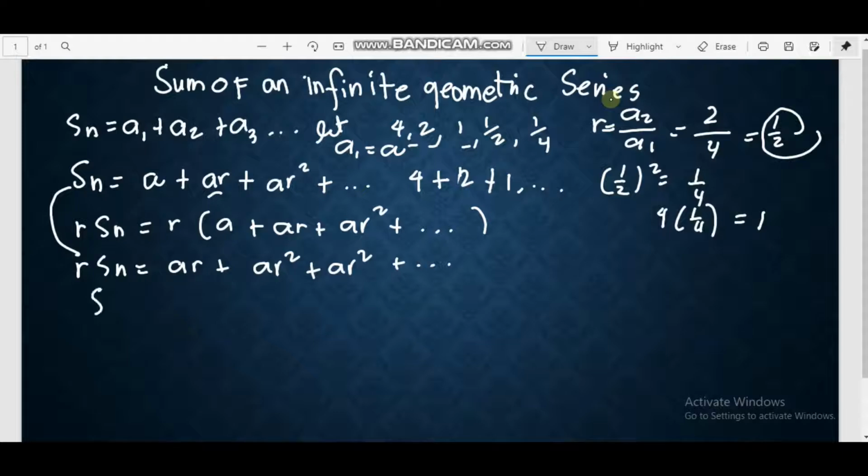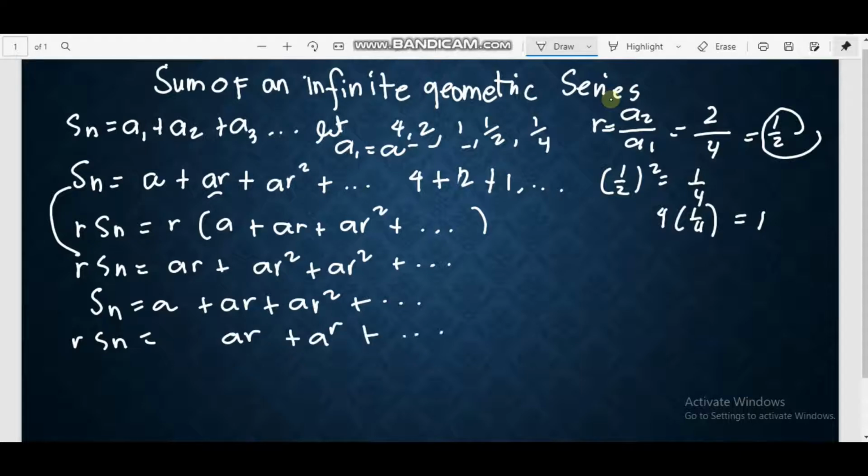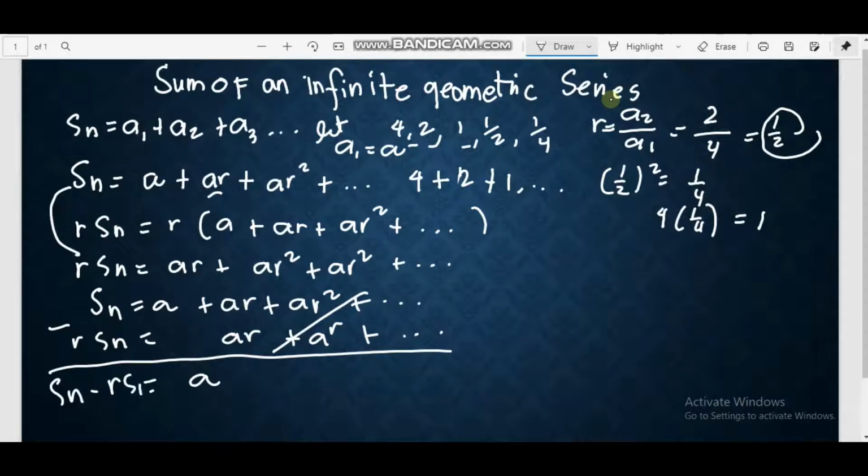So I will write it again for you to better understand. Ano nang iros gawas? On rSn, so ato na itungod ar squared and so on. Now in this case, makancel siya, right? Okay, same naman na siya. What is left? Minus na siya. So a equals Sn minus rSn.